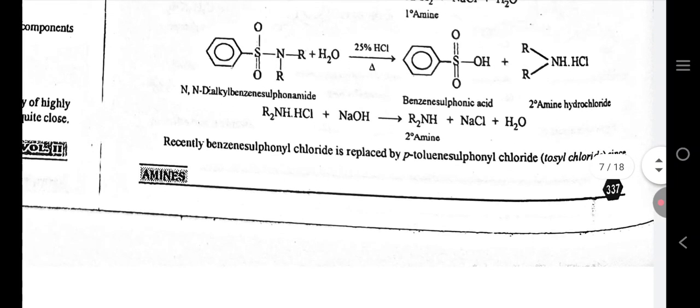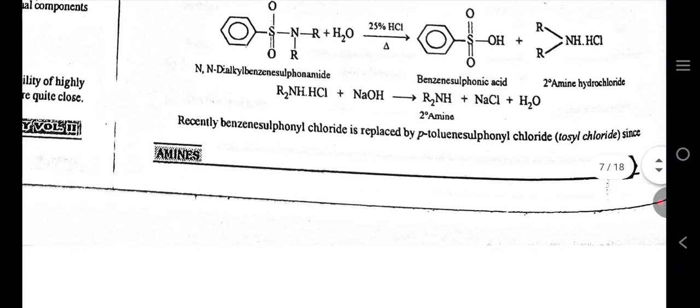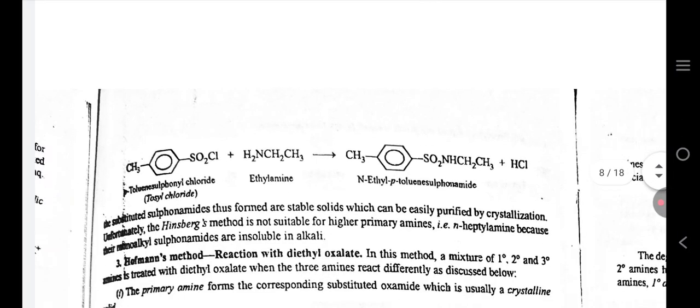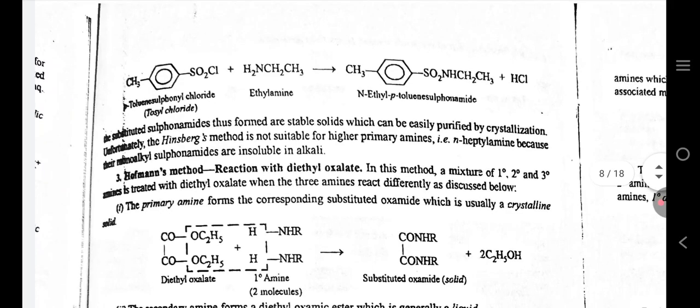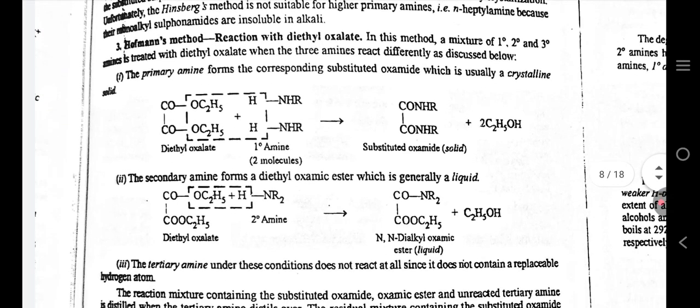Recently, benzene sulfonyl chloride is replaced by p-toluene sulfonyl chloride, tosyl chloride, since the substituted sulfonamide thus formed is a stable solid which can be easily purified by crystallization. Unfortunately, the Hinsberg method is not suitable for higher primary amines like heptylamine because their sulfonamides are insoluble in alkali.